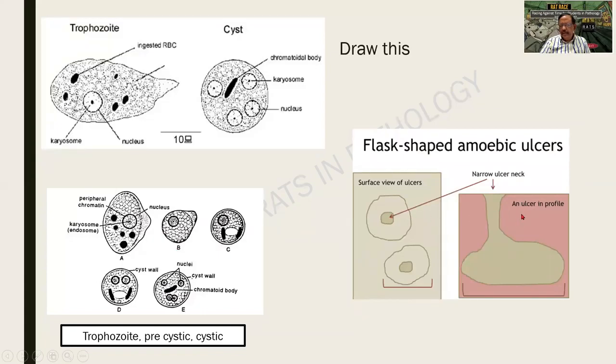This is a picture of the ulcer which I would like you people to draw. This is an end-on view. When we view it right from the top, this is the orifice and this is the boundary of the ulcer. Whereas when it is cut across, I find a narrow opening and then a flask-like configuration.